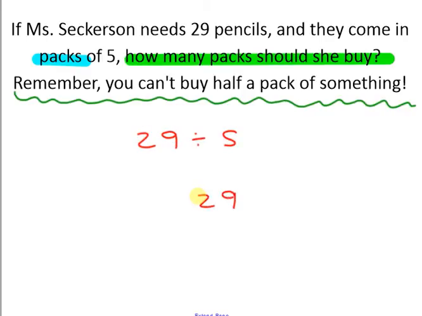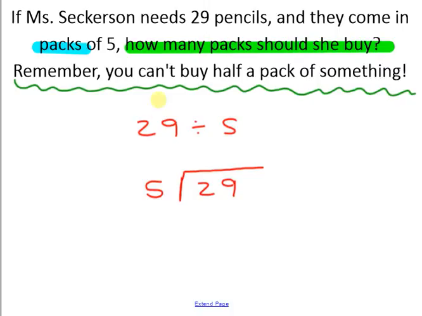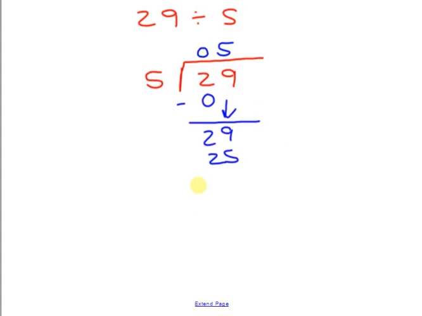So 29 is going to go into my bracket here. All right. So 5 goes into 2, 0 times. 0 times 5 is 0. Subtract. 2 minus 0 is 2. Bring down the 9. 5 goes into 29 5 times. 5 times 5 is 25. Subtract. 29 minus 25 is 4.